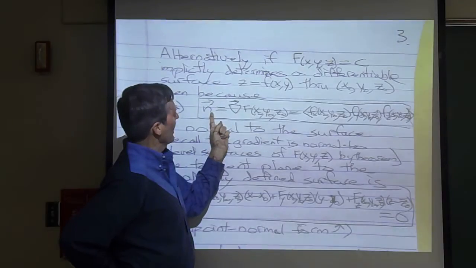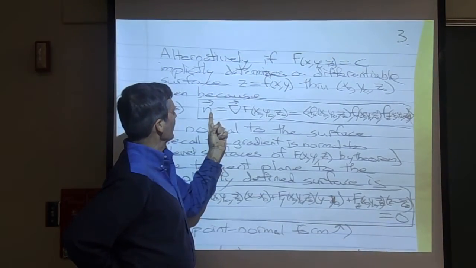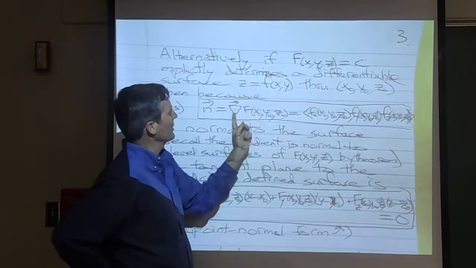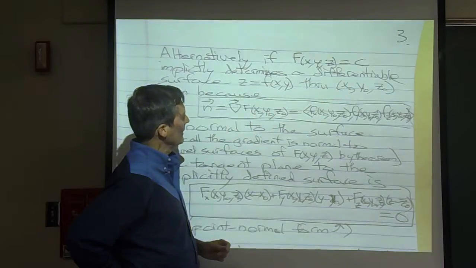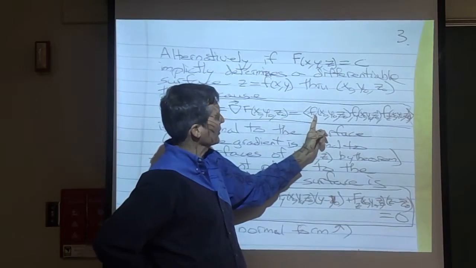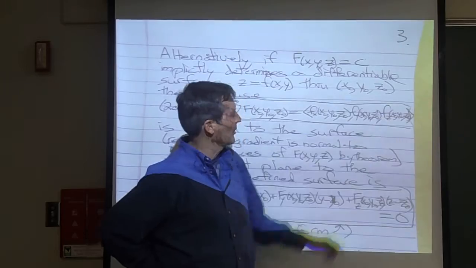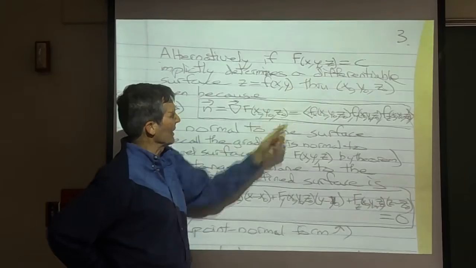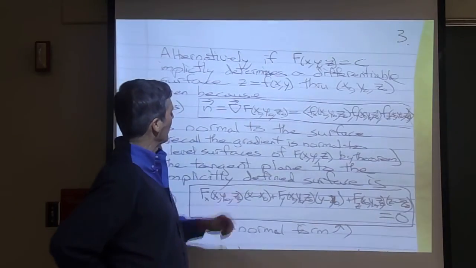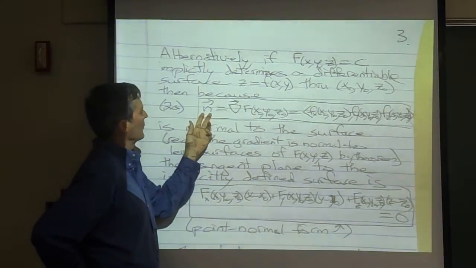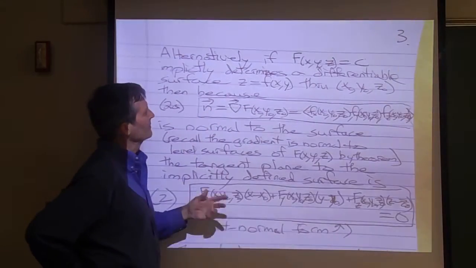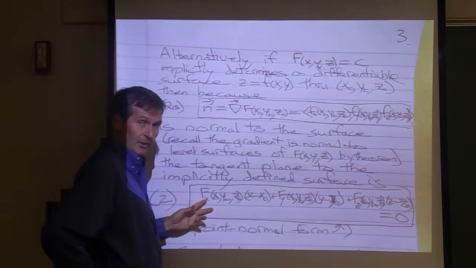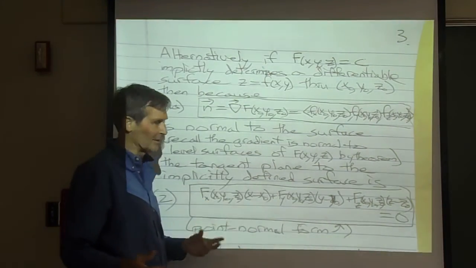So, since from last section, a normal to the level surface, f of x, y, z equals c, is the gradient at the point, and the gradient is the partial derivatives, fx, fy, fz, the three partial derivatives. We can find a normal to the surface just by writing the gradient at that point. So there's an even easier formula for the normal. It's just the gradient at the point is the normal. So now that immediately allows us to write the equation of the plane in point normal form. See, this is even easier than the last one we did.